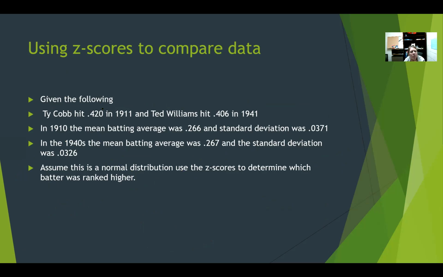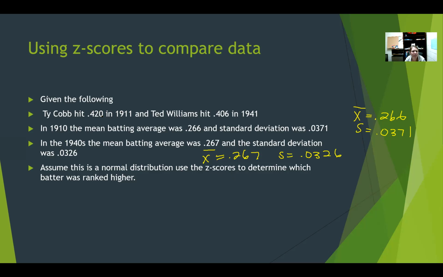All right. Given the following, Ty Cobb hit .420 in 1911 and Ted Williams hit .406 in 1941. In 1910, the mean batting average was .266 and the standard deviation was .0371. In the 1940s, the mean batting average was .267 and the standard deviation was .0326. Assume this is a normal distribution. Use the z-scores to determine which batter was ranked higher. So we need to find the two z-scores and compare those.